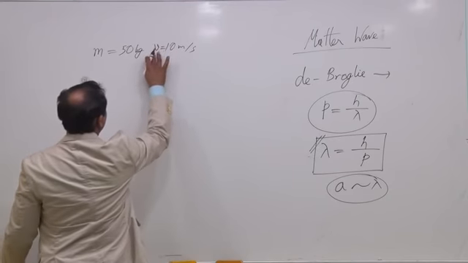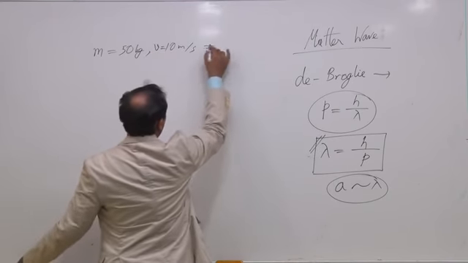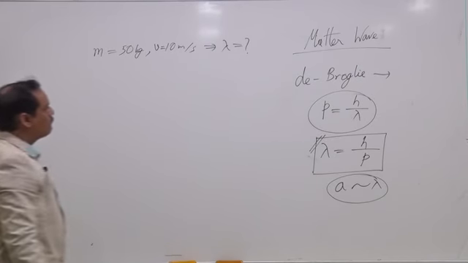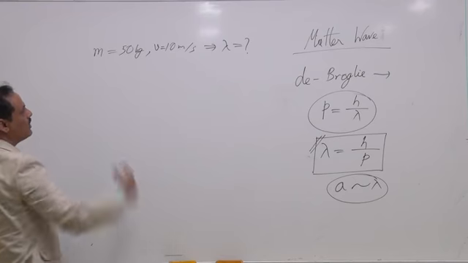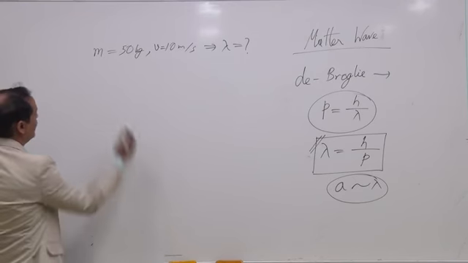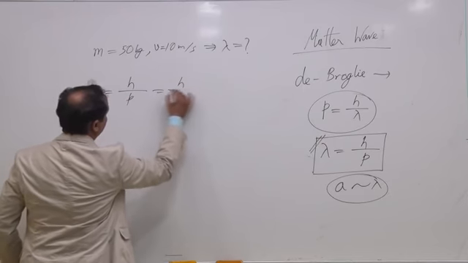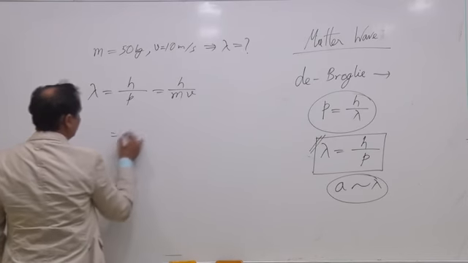His speed is 10 meter per second. Then what will be the de Broglie wavelength of that person? So if I find the de Broglie wavelength of that person, what do I get? Lambda is equal to h by p, which is equal to h by mv.